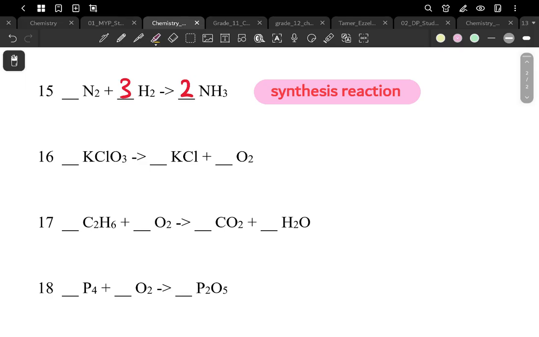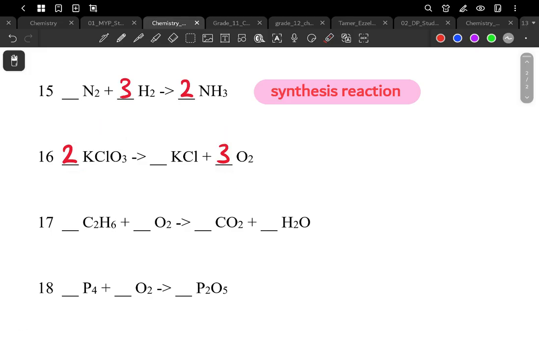KClO3, potassium chlorate, decomposes to produce potassium chloride and oxygen gas. Okay, guys. So first of all, I'm going to balance the oxygen atoms, as we have an odd number here and an even number here. So we'll do the opposite. I'm going to add 2 here and 3 here. Now 6 oxygen atoms exist on this side and 6 oxygen atoms exist on this side.